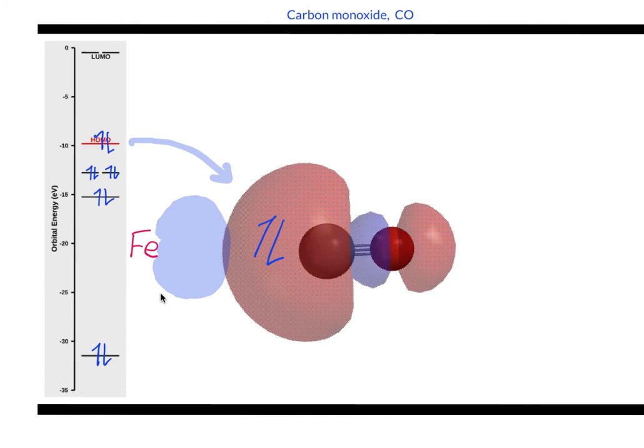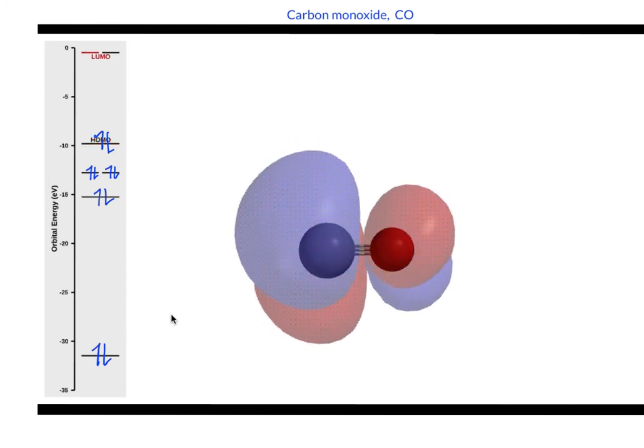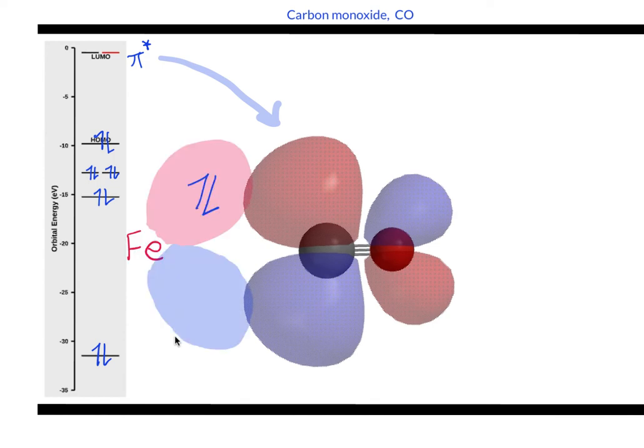Furthermore, the LUMO, and there are 2 of them, has the pi star geometry. So the bonding may be strengthened by back bonding of a filled d orbital on iron with an empty pi star orbital of carbon monoxide.